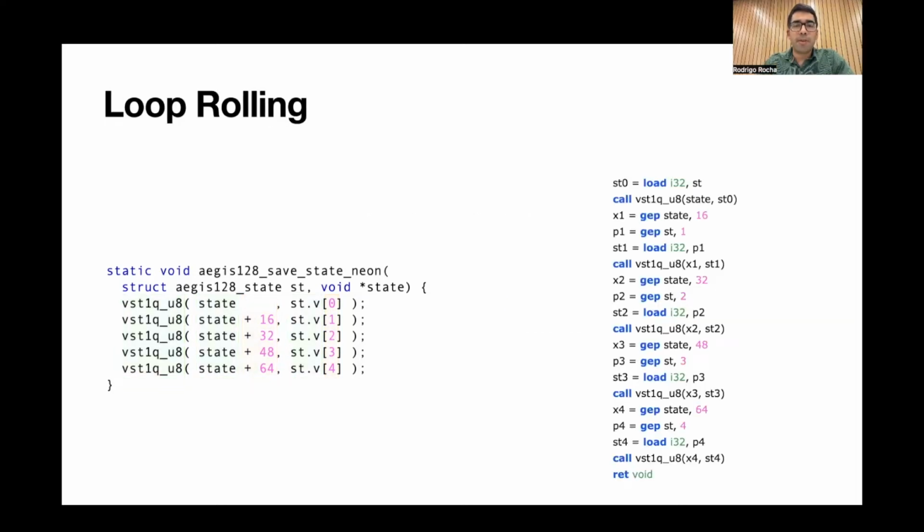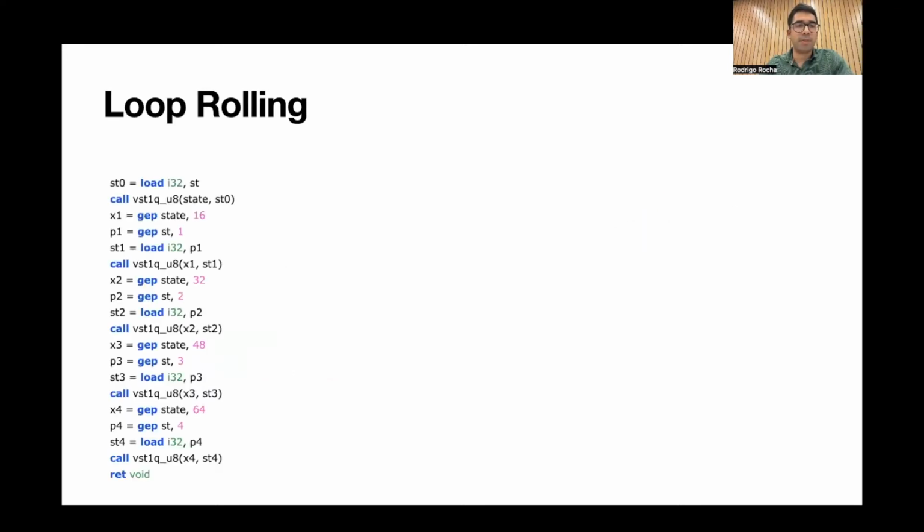Now I'll describe how we can perform this transformation automatically inside the compiler. For this purpose, I'll use an intermediate representation similar to LLVM to represent the source code. So we'll use this code in the intermediate representation to describe our technique.